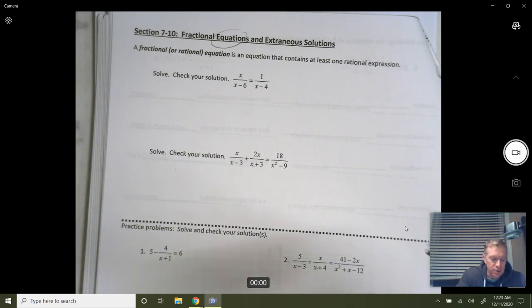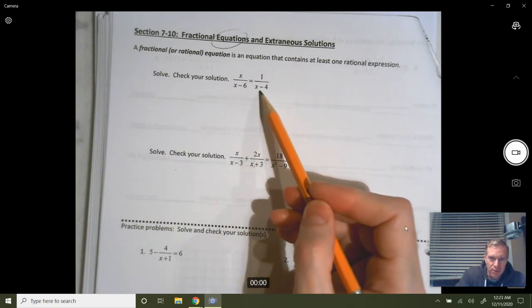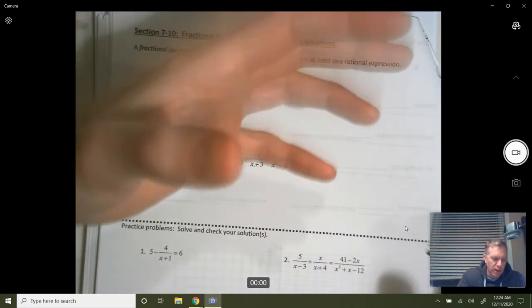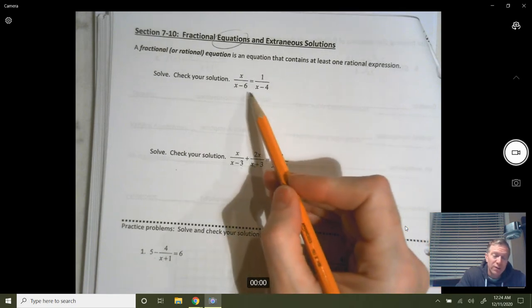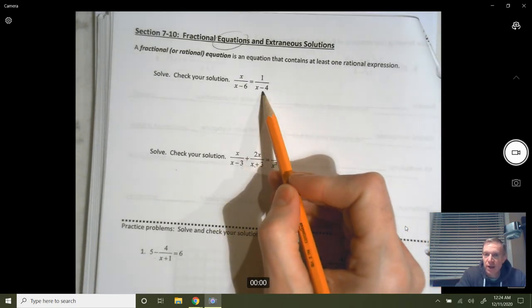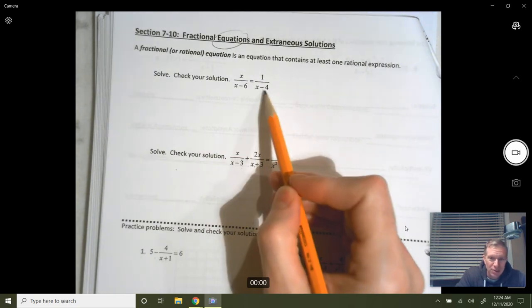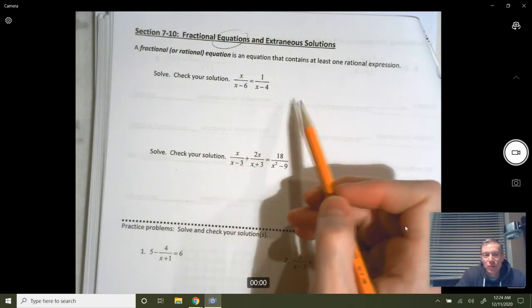Equation means there's an equal sign. We have it equal to something. In the previous section, we just were adding or subtracting, and we were taking that expression and simplifying it. But now we have an equation, so we're actually going to solve for x. So there's an additional step here. We have to make sure that our solutions actually work.